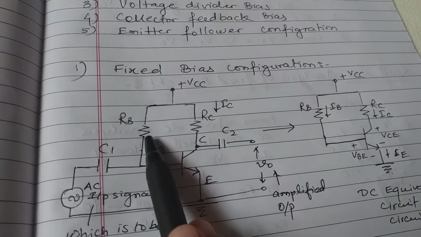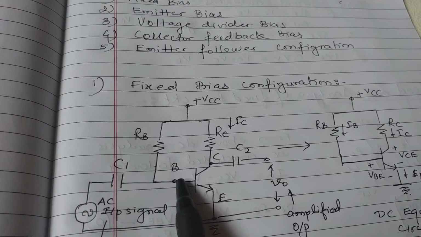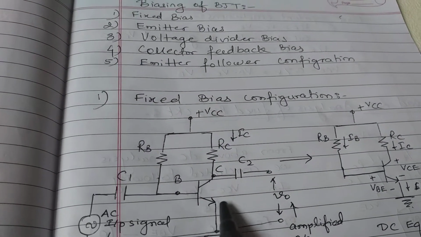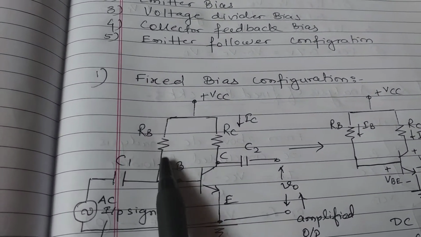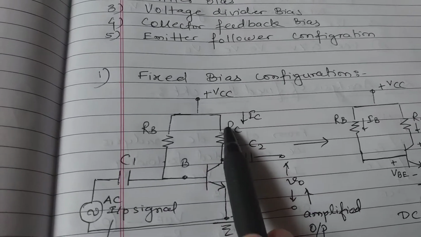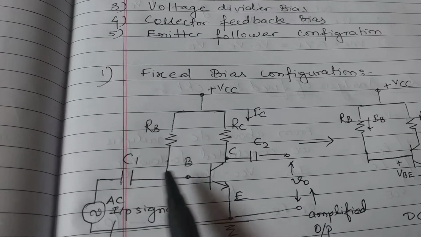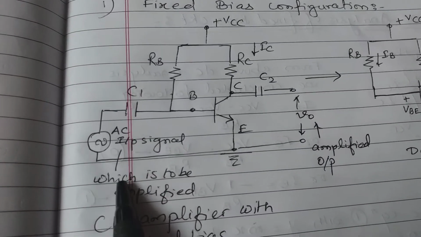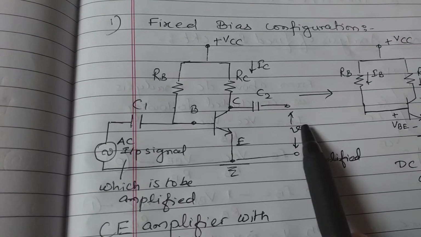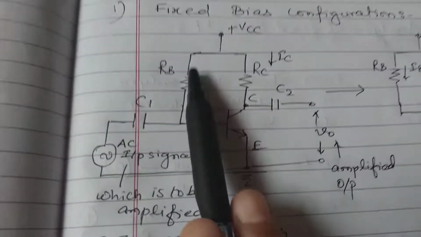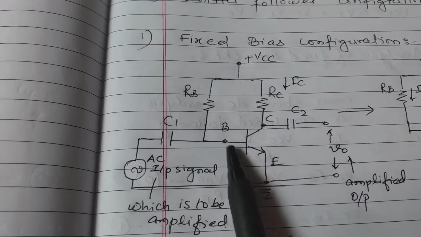Only two resistors are connected here, RB and RC. RB is named so because it is connected to the base circuit of the BJT. This is your BJT: base, collector, emitter. So the resistance connected at the base is called RB. RC is connected to the collector. You can see these two capacitors, C1 and C2, and this is the AC input signal which is to be amplified. Here we are taking the output, that is the amplified output voltage. This is the VCC DC supply which is provided for biasing of this transistor.